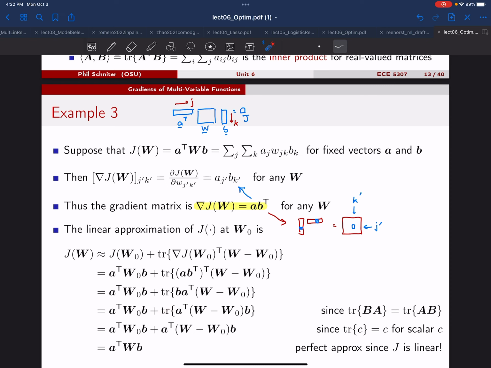And finally, we can notice that there's an A transpose minus W naught B here. That will cancel with the first one, and will just give us this term. So after all this work, we found that the linear approximation of this function is the function itself. Okay, so that's maybe not surprising. If we realize that this was just linear in the first place, and we do a linear approximation, there's nothing to approximate, it's exactly linear, we lose nothing from the approximation.